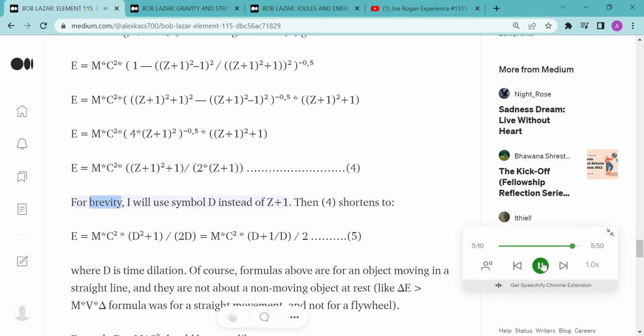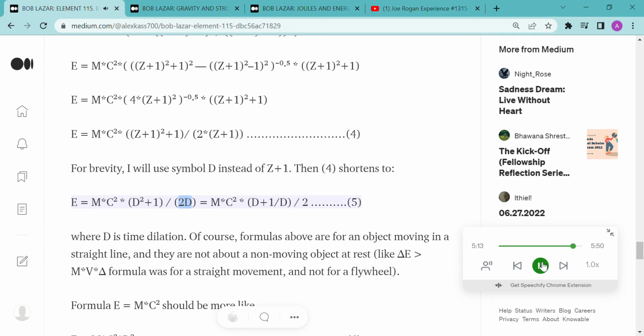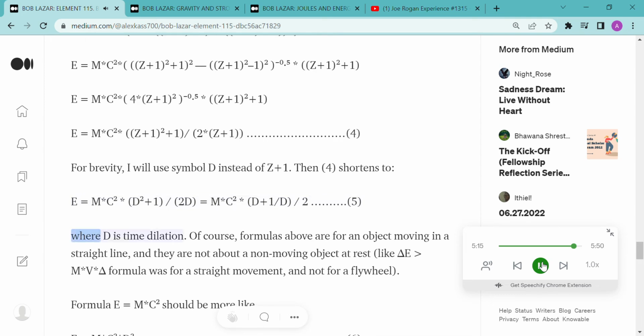For brevity, I will use the symbol D instead of Z plus 1. Then it shortens to E equals mc squared (D squared plus 1) over 2D, which equals mc squared (D plus 1/D) over 2, formula 5, where D is time dilation.